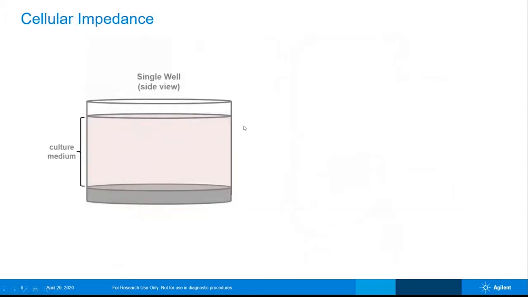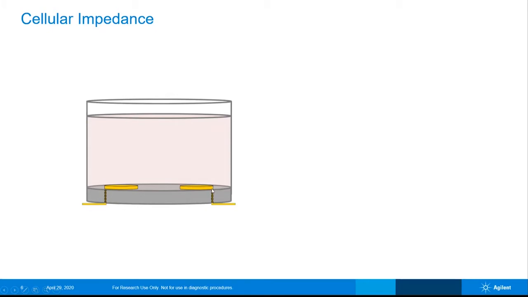So what I'd like to do now is take a zoomed in view of a single well from one of these electronic plates. Showing here a side view. The well already contains media in it. As I said, there are gold biosensors. Sometimes we refer to these as electrodes. They're integrated into the bottom of the well.